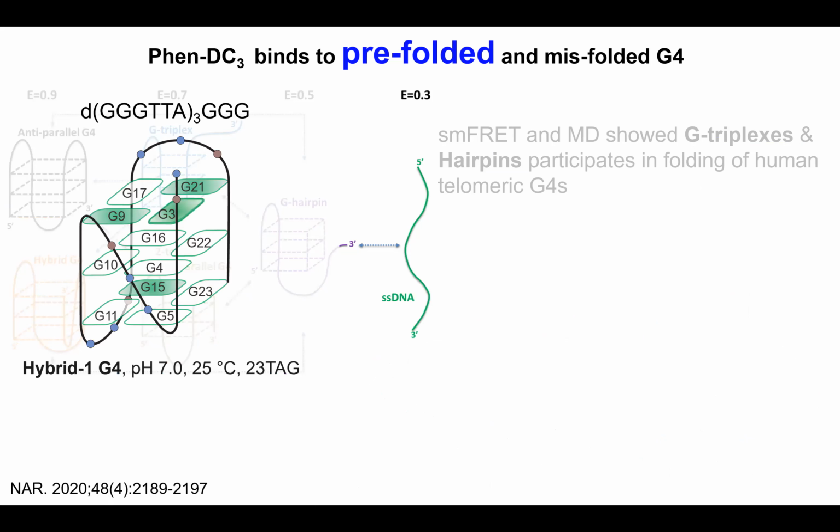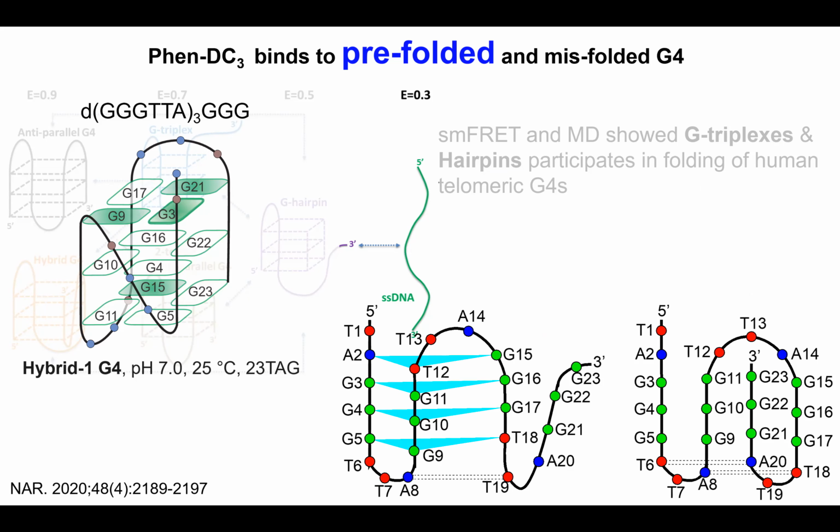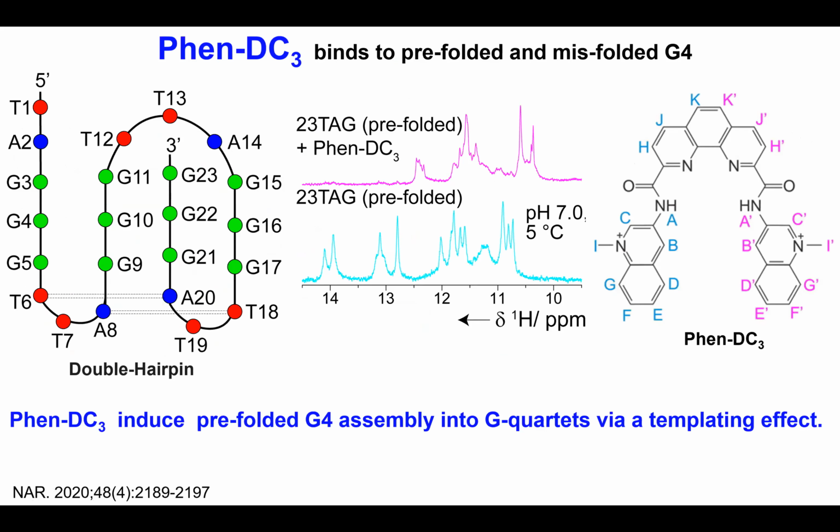So we wanted to see whether our ligand can bind to the G-triplex and the G-hairpin system also. Some recent NMR structures show that for our system, this type of triplex and this type of hairpin system exists. And surprisingly, we observe that the ligand is actually binding to the G-hairpin system, and thereby converts the G-hairpin system to the G4 system.